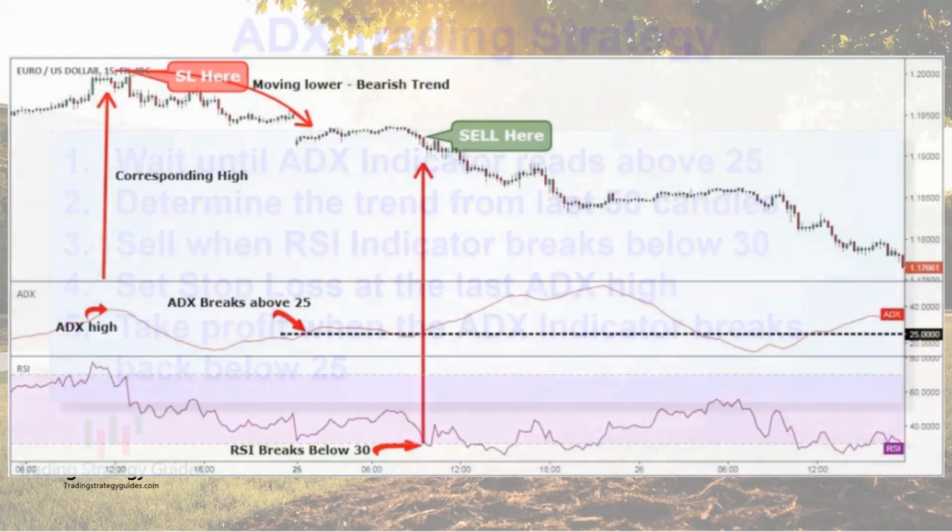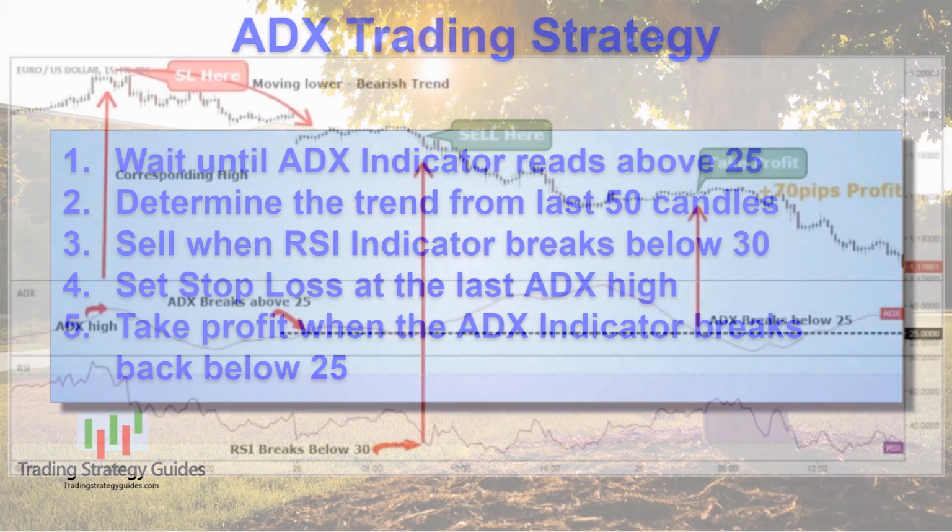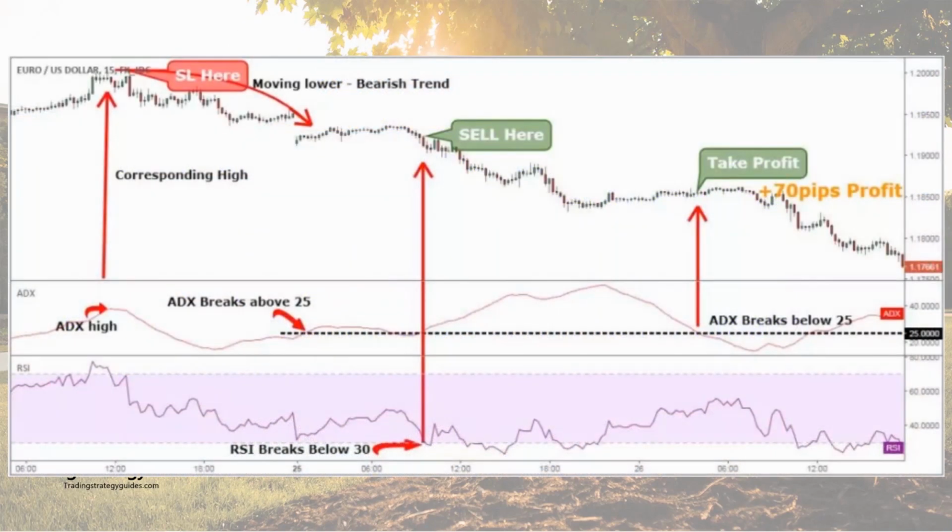Lastly, step 5, take profit when the ADX indicator breaks back below 25. Our ADX strategy seeks to only capture those profits resulting from the presence of a strong trend. Once the prospects of a strong trend fade away, it's time to take profits and move on to the next trading opportunity. To accomplish that, we take profits as soon as the ADX indicator breaks back below 25, because an ADX reading back below 25 suggests the prevailing trend is running out of strength.